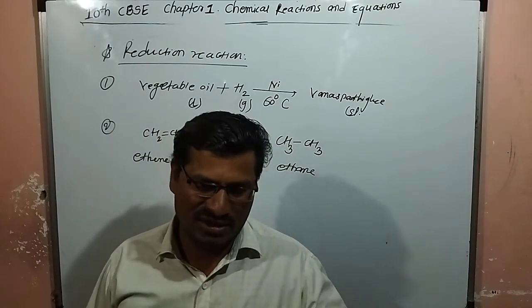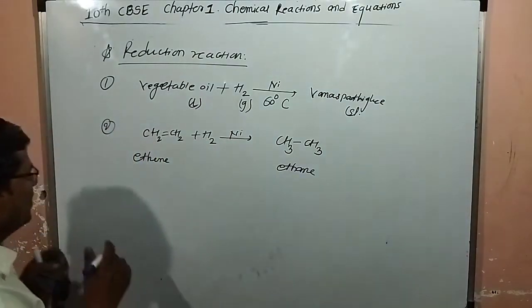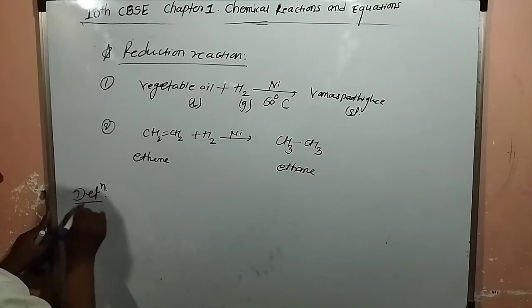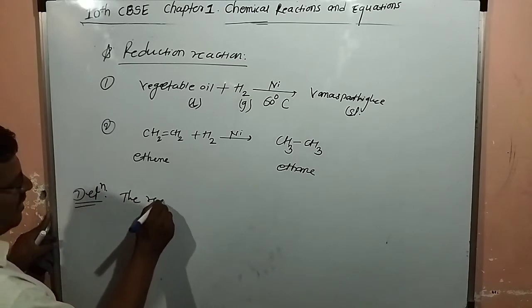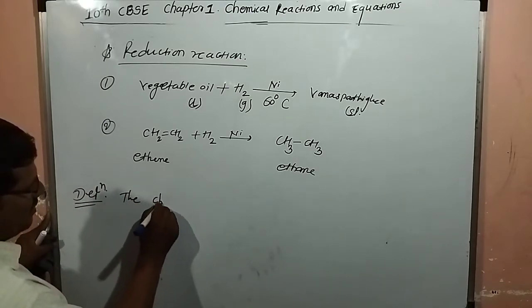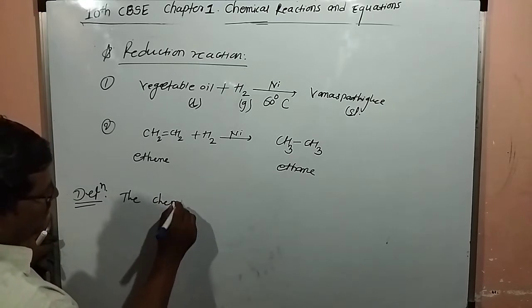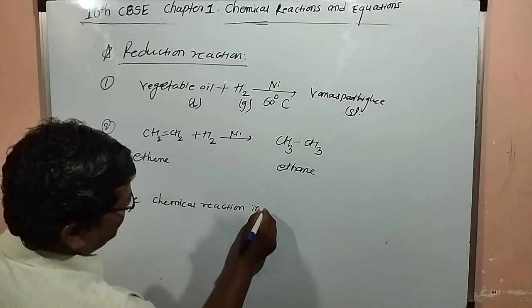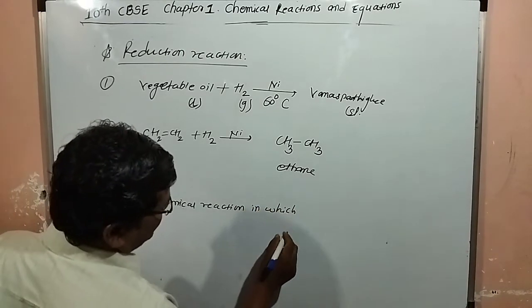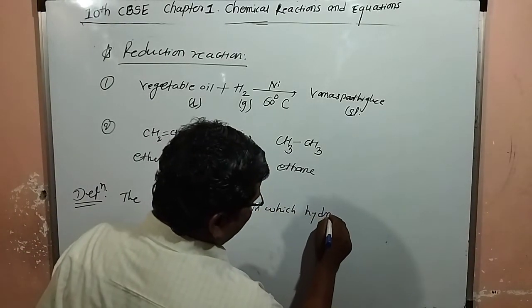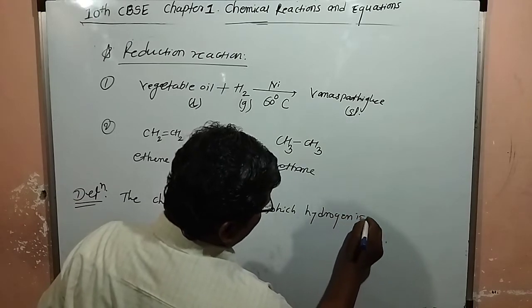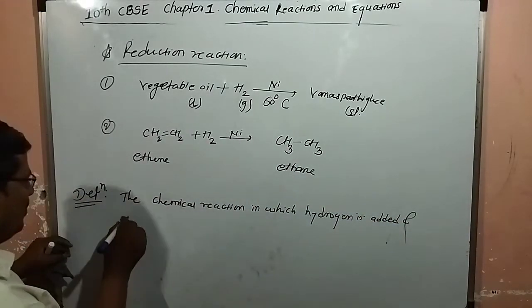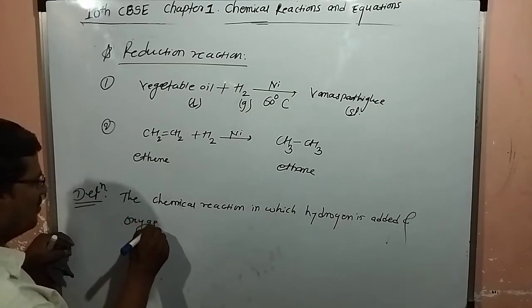So the definition we can make: the chemical reaction in which hydrogen is added is called a reduction reaction. So we'll write the definition of the reduction reaction. The chemical reaction in which hydrogen is added and oxygen is removed.